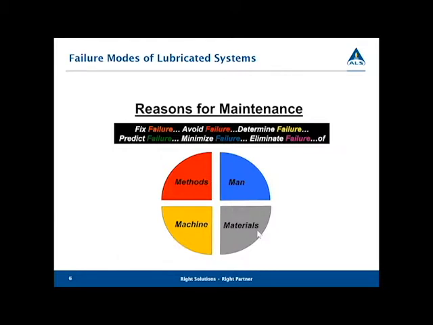Maintenance is in place to address failure, whether it's fixing failure, helping us avoid failure, or maybe determining what the failure is if we don't have a reliability assurance department. And sometimes we can actually predict failure. We're really looking to minimize or eliminate it. But if we boil all failure down, we can always pinpoint it to either a methodology failure, the failure of a person, the machine itself failing, or a material failing.